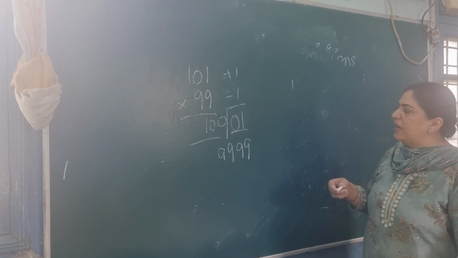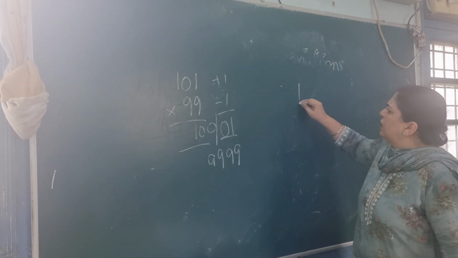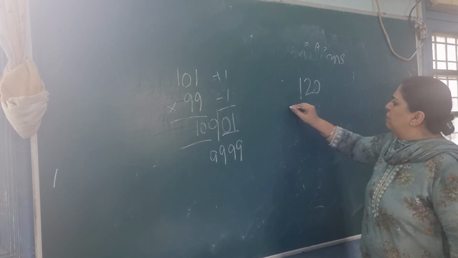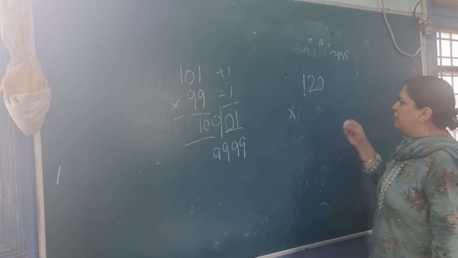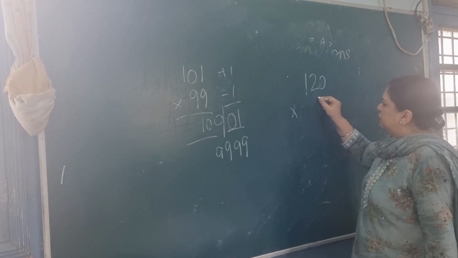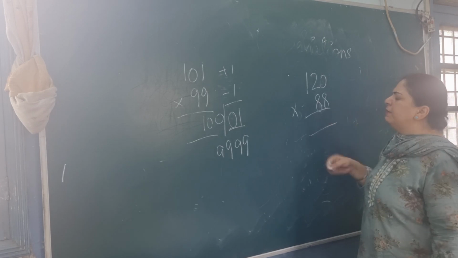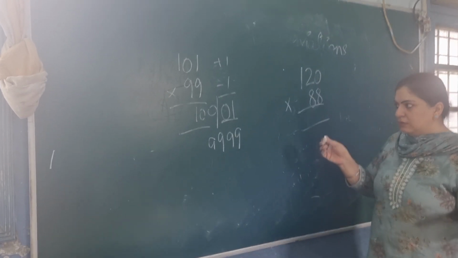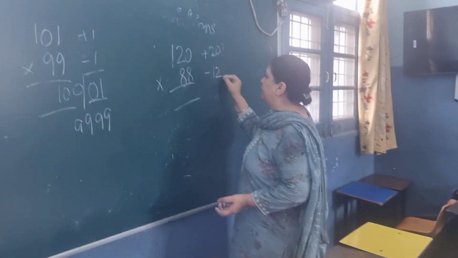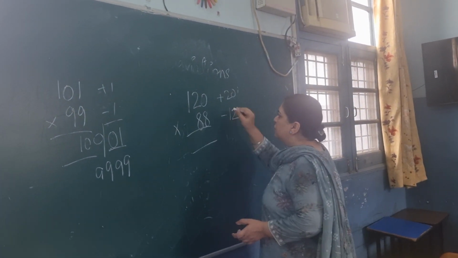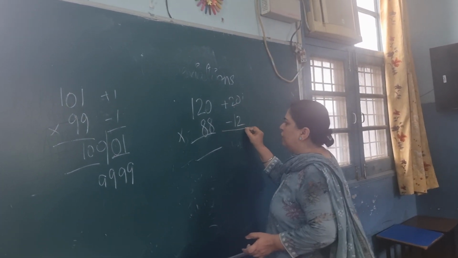Now, if we need to balance it, if we have a big number, 120 multiplied by something called 88. I've taken a big number so that the number to be transferred is big. Add 20 and less 12. So add 20 and less 12.